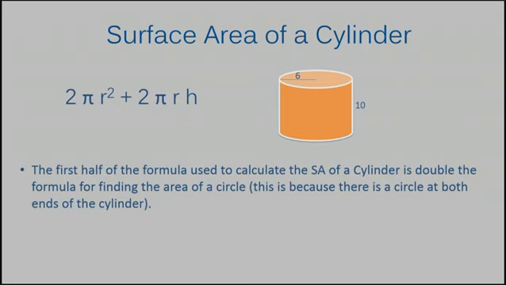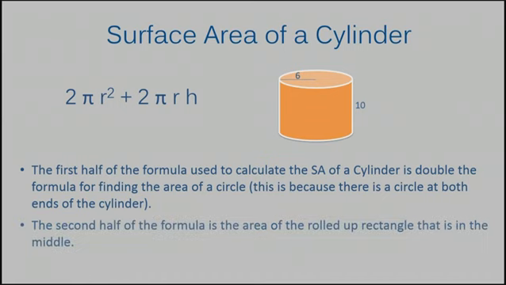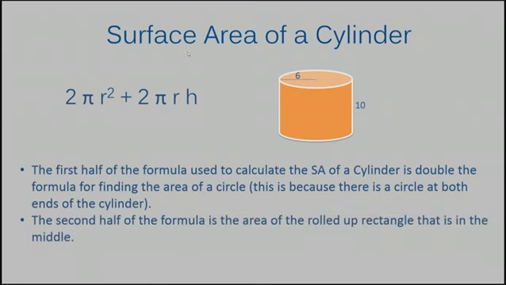And really, we know because it's the nature of a cylinder, the circles are going to be the exact same size. All we have to do is multiply that amount by the 2. That's where this 2 in the front comes from. And that's going to give us the area of both of our circles. The second half of the formula, the 2 pi r h, is really the same thing as finding the area of the rolled up rectangle that's in the middle of the cylinder.